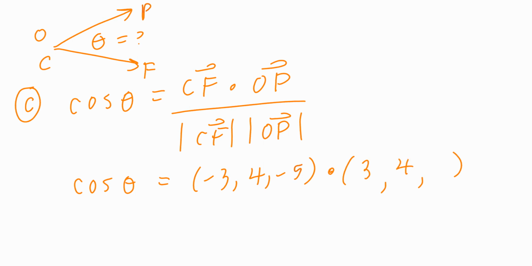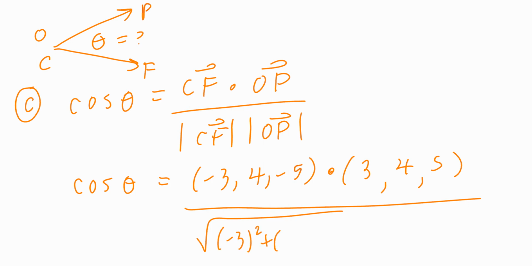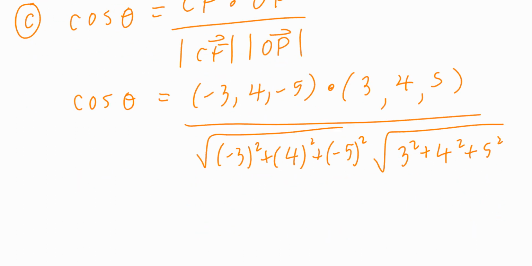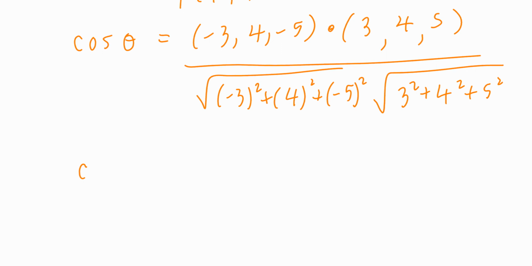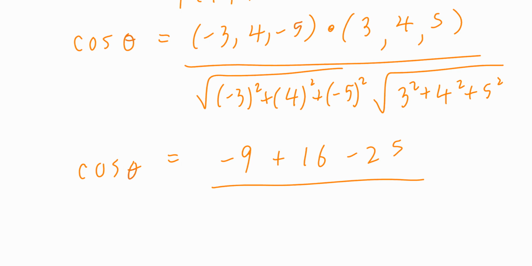Let's go back to here. 3, 4, 5, divided by the magnitude of vector CF, which is the square root of negative 3 squared plus 4 squared plus negative 5 squared, and the magnitude of vector OP, which is the square root of 3 squared plus 4 squared plus 5 squared. Now, if you want to work this out, cosine theta equals negative 3 times 3, which is negative 9. 4 times 4 is 16. Negative 5 times 5 is negative 25.